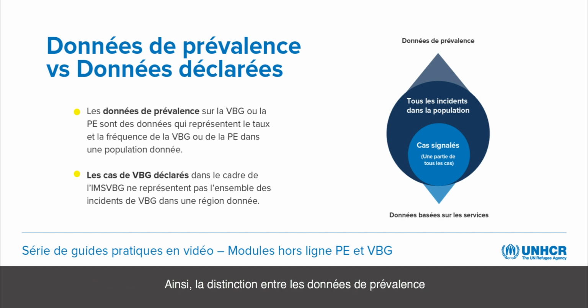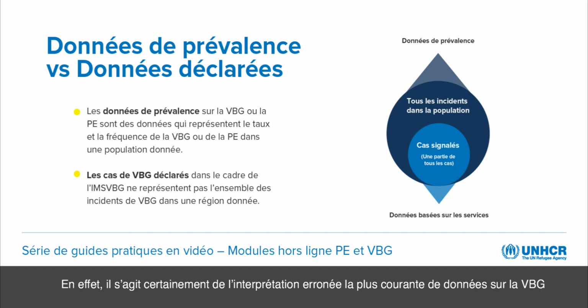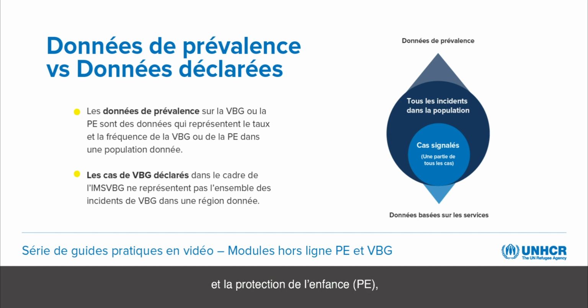So the difference between prevalence and reported data is really, really important in terms of how we interpret the data. And it's very important that we always clarify that in our narrative reports or when we explain it, because it is the most common misinterpretation of GBV data for sure, and child protection often as well. It causes us a lot of problems in terms of advocacy as well, trying to get funding for programming and that sort of stuff. So it's really, really important that it's clarified.